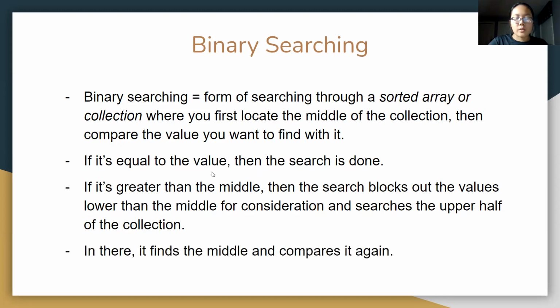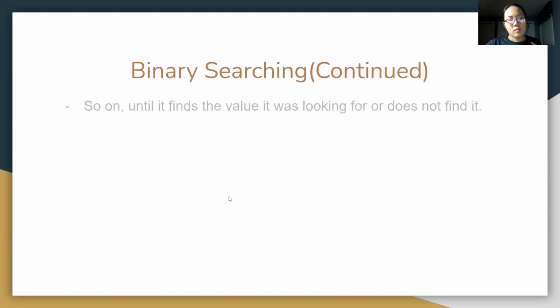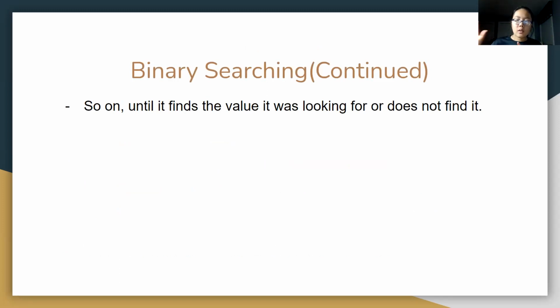And then after, it only searches the upper half of the collection. There it finds the middle of that particular section of the array, and compares that middle value again with the value that we want to find. And essentially it goes on and so forth. It finds the middle, compares that middle value to the value we want to find, and sees if it's either equal, greater than, or less than the middle. Then we continuously block the part of the array that we don't want to consider anymore, and we continue doing that until there is only one value left that we need to check.